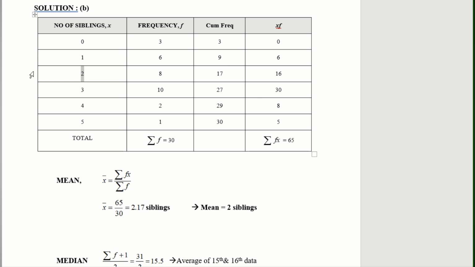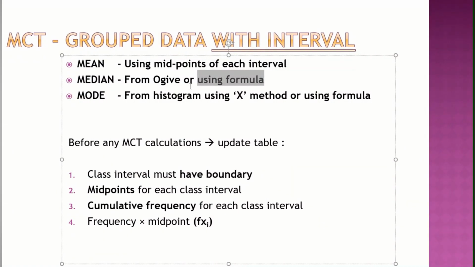But now the only difference is this is an interval, let's say 2 to 4. So what's your median, 2 or 4? You don't know. So that's why we're going to actually apply a formula.